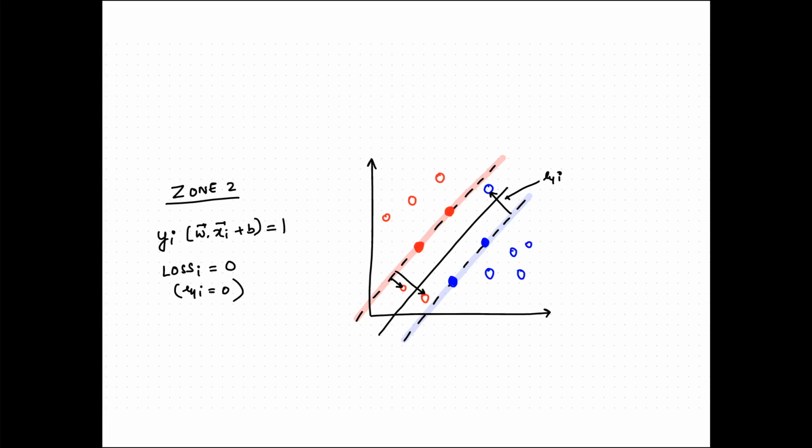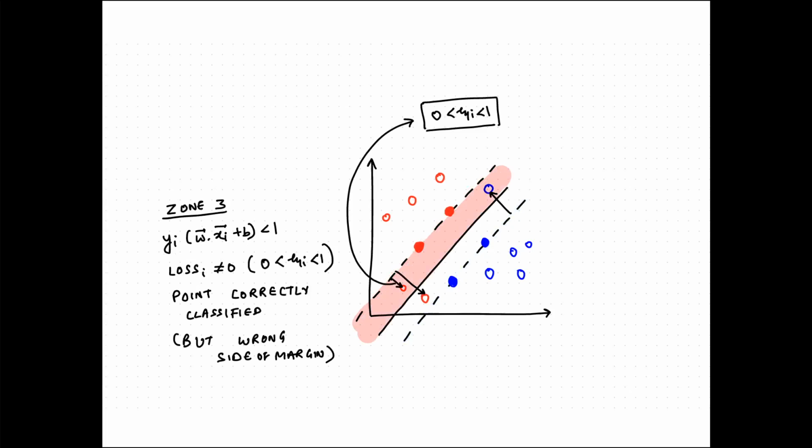They're already well classified. And now we come to the more interesting zones. Zone 3 is where yi multiplied by (w xi plus b) is less than 1, right?